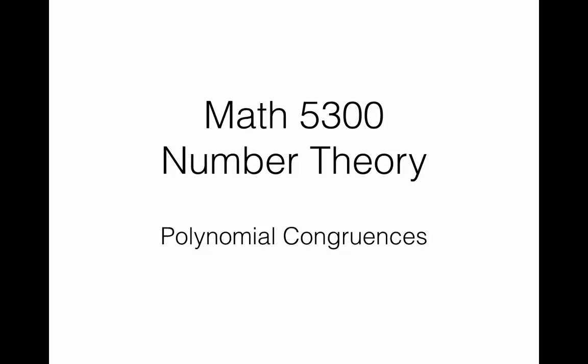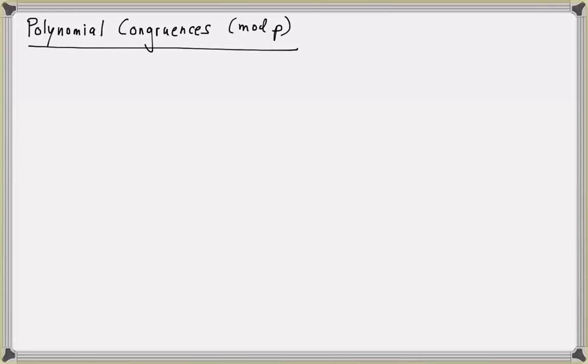In this lesson, we will study polynomial congruences. We'll begin our discussion with polynomial congruences mod p, where p is a prime number. Recall that if you have a linear congruence like ax congruent to c mod m, then this congruence is solvable exactly when the greatest common divisor of a and m divides c.